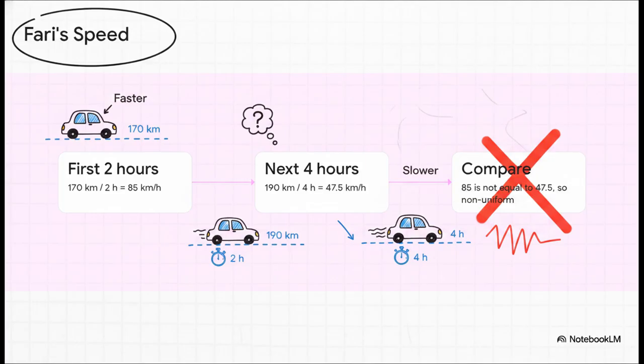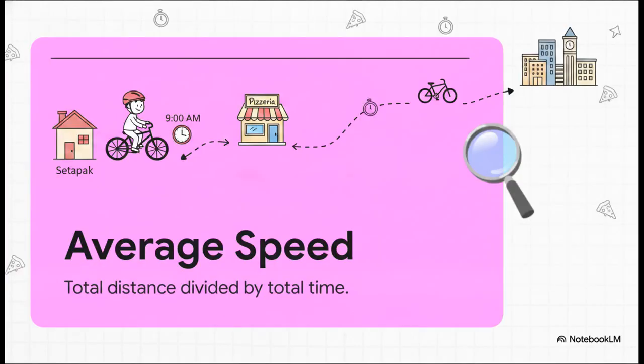For the first 2 hours, 170 divided by 2 gives him a pretty solid initial speed of 85 kilometers per hour. But leg 2, 190 divided by 4 means his speed drastically dropped to just 47.5 kilometers per hour. Since 85 obviously doesn't equal 47.5, we can say for sure his speed was non-uniform. So what's the game plan for journeys that constantly change speeds?